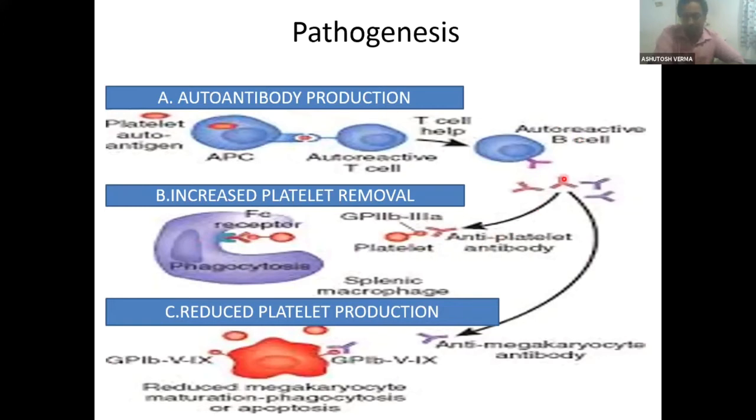As you know, all these things are predominantly occurring in the spleen: the autoreactive B cell formation, the class switching of IgM to IgG, and also the phagocytosis. This is mainly occurring in spleen macrophages. So splenectomy is another modality of the treatment. The third modality is the immunosuppressant.